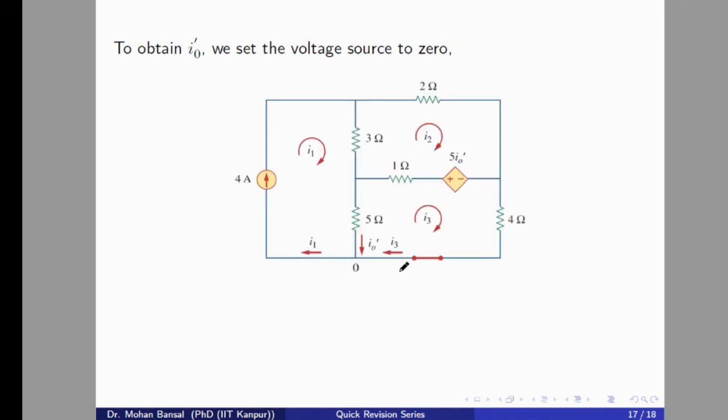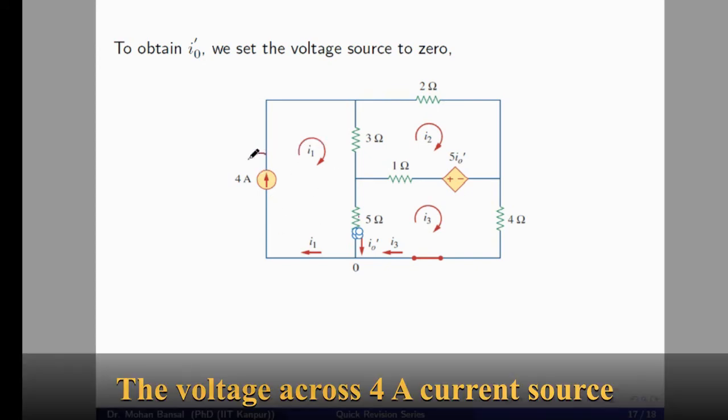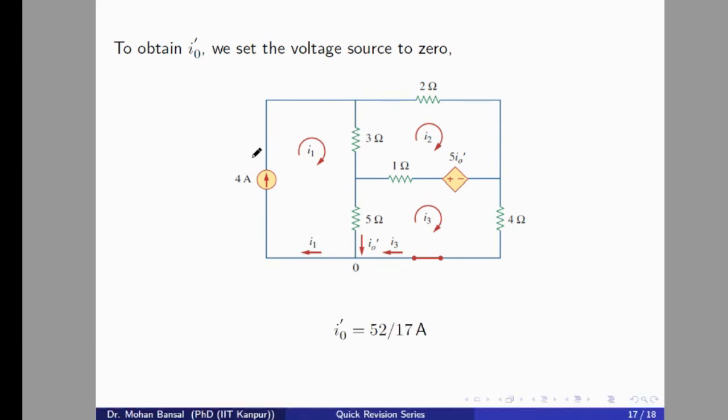So first we consider the 4 ampere current source and deactivate the voltage source, that is, short circuited. We are going to find the value of I naught prime in this branch. Here we can't apply the KVL because we don't know the voltage across the 4 ohm resistance. We don't know the voltage across the 4 ohm resistance. That's why we can't apply the KVL in this branch. So after a simple simplifying approach, you can find the value of I naught prime, that is 52 divided by 17 ampere.